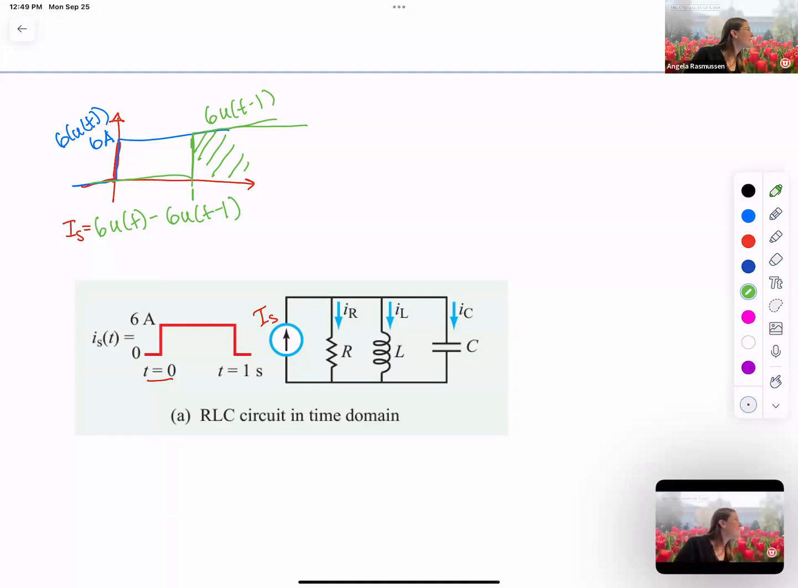Question. What are we trying to model? Are we trying to model the current across the inductor or the capacitor? I didn't specify. Let me see what I saw for. Find IC of T. IC of T. Okay, so the goal of this is to find IC of T.